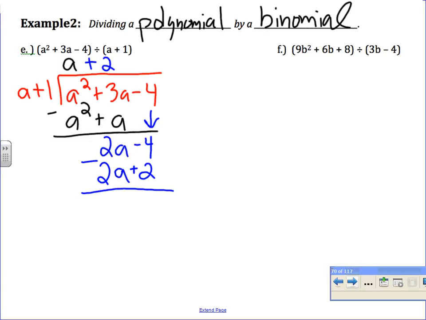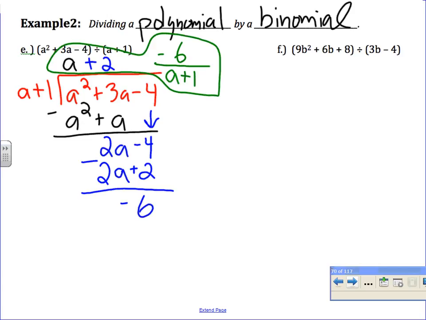So 2a minus 2a is 0. Be careful here. Negative 4 minus 2 is negative 6. There's nothing else to drop down. Negative 6 is the remainder. So does anyone remember, what do we put underneath the negative 6 if that's our remainder? Anastasia? Awesome. A plus 1. So this that I'm putting a box around in green is our answer. So a plus 2, and then remainder, negative 6 over a plus 1.